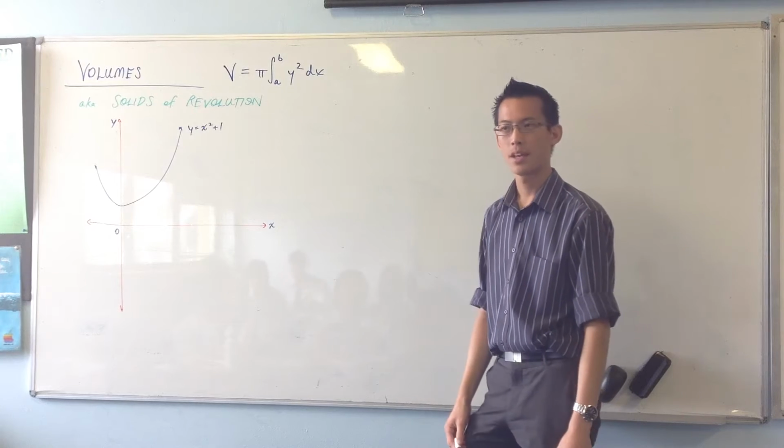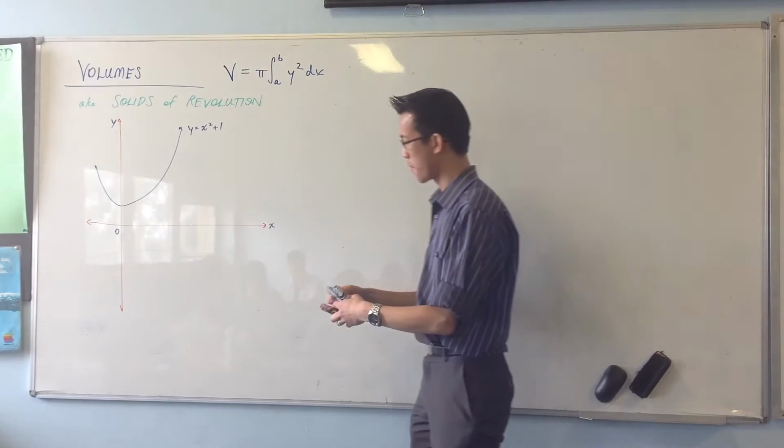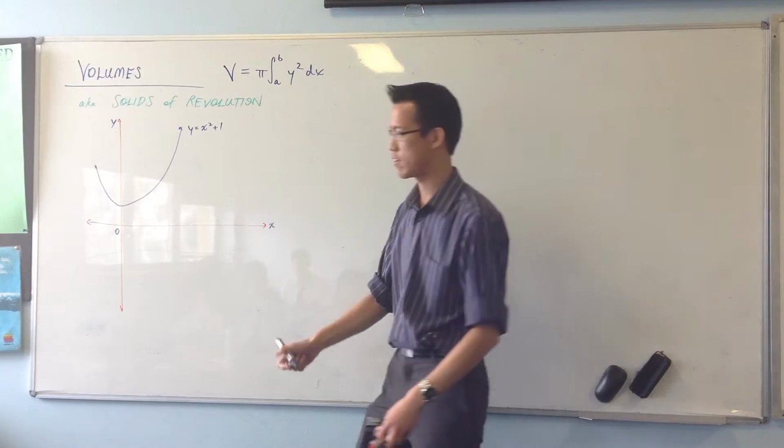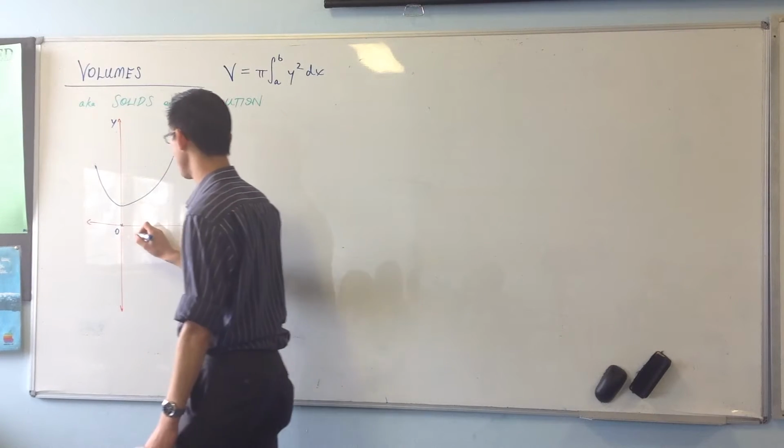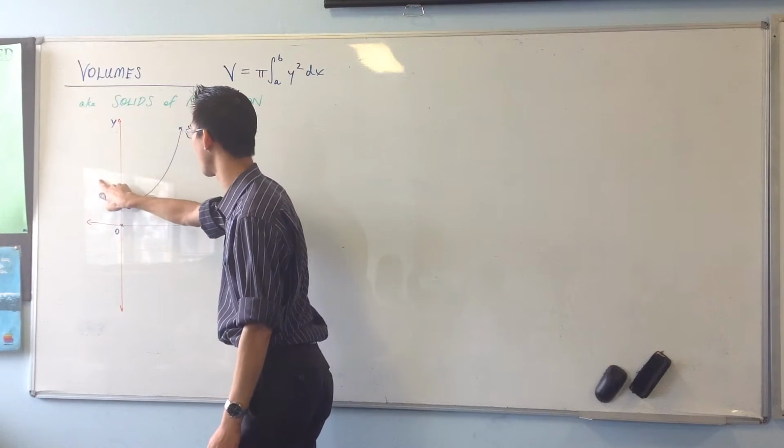So here's a function. Let's pick some boundaries. I'm going to go from 0 to 3. So there's my 0 there. I'm going to erase this part.